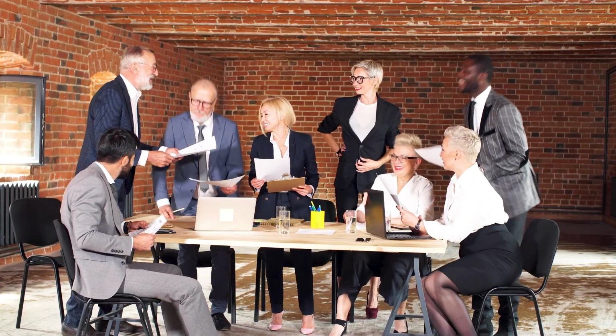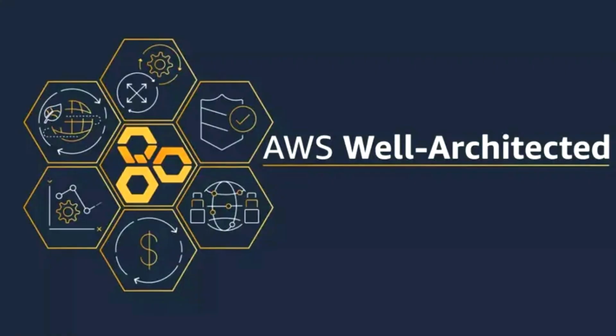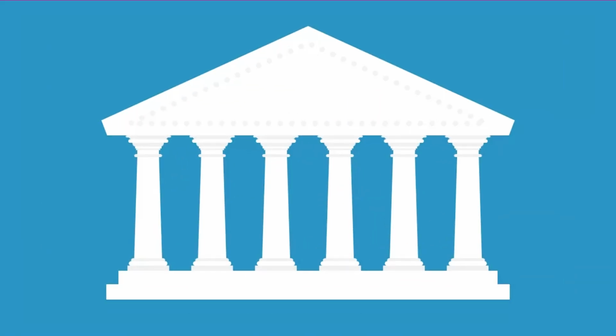You've heard of TOGAF. It's not just boring theory for people in suits. It's about standardization, ensuring everyone in a 5,000-person company speaks the same language. For the cloud, you must master the Well-Architected Framework. It's built on 6 pillars: security, reliability, performance, cost, operations, and sustainability.